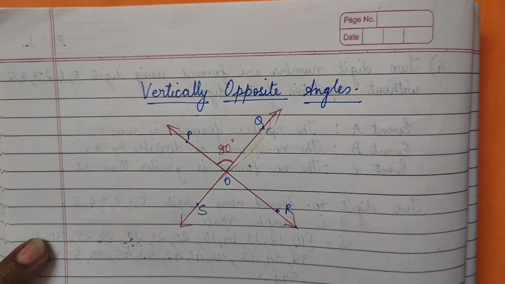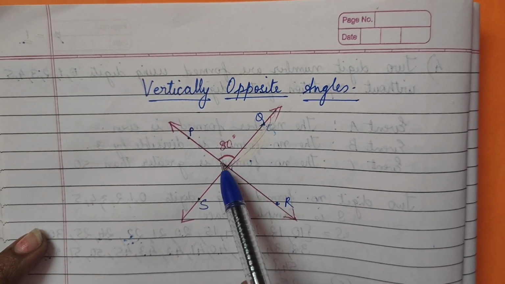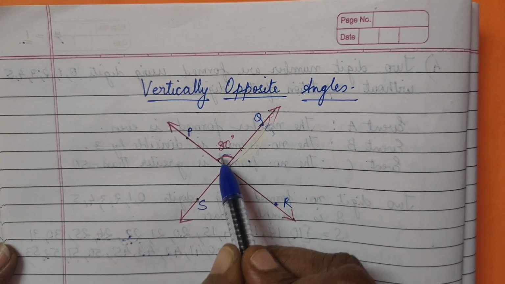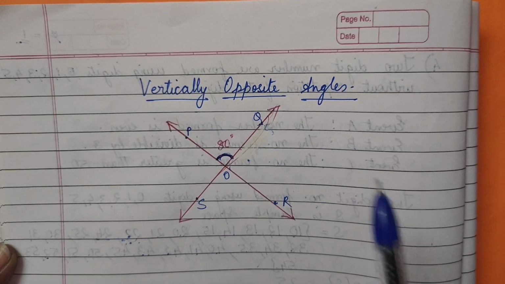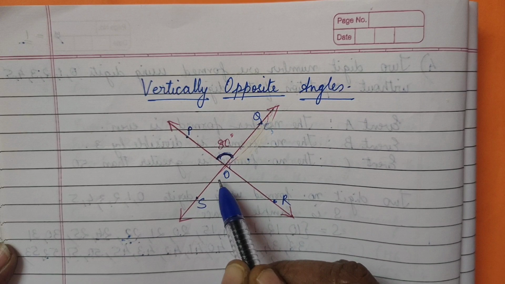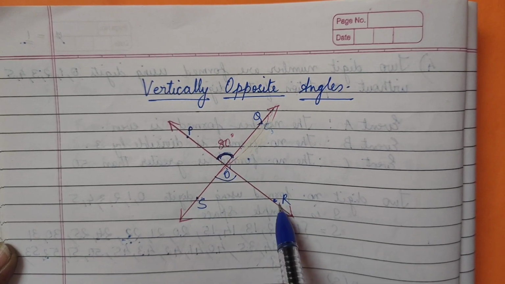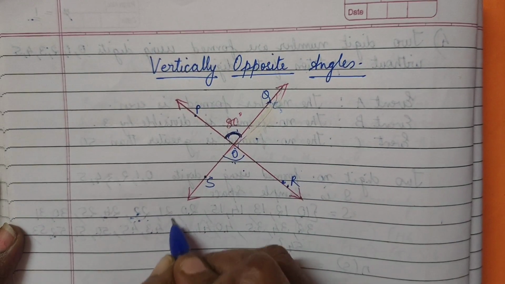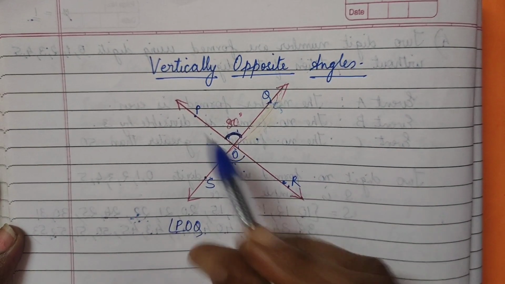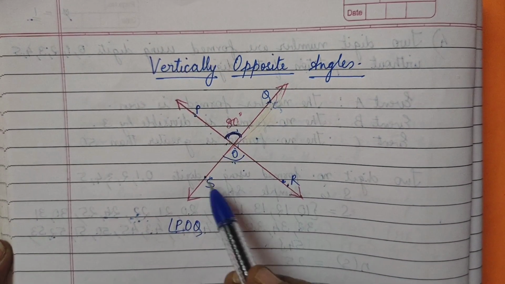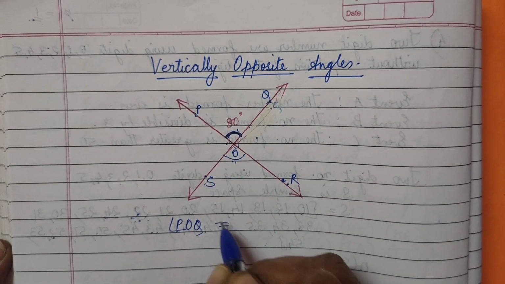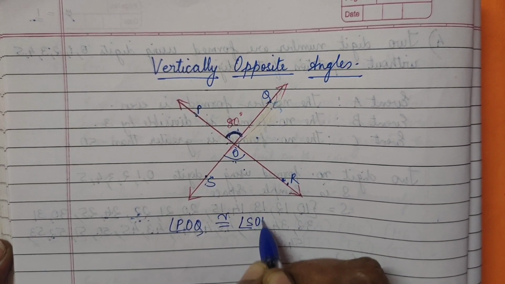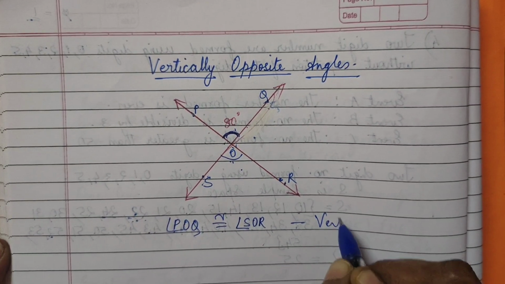Now you can see POQ has been given as 80 degrees. Now what is SOR here? SOR will also be 80 degrees. This is said to be vertically opposite angles. I repeat again, POQ is congruent to SOR. Why? Because they are vertically opposite angles.